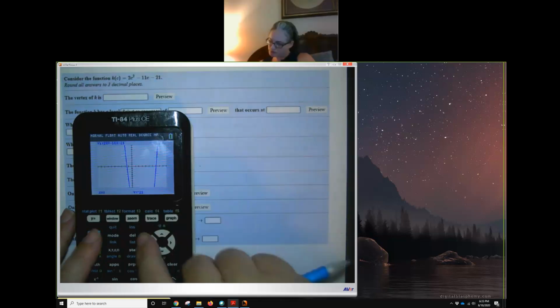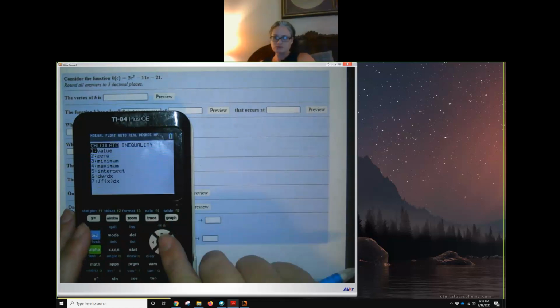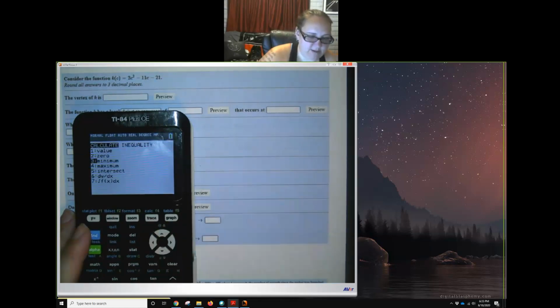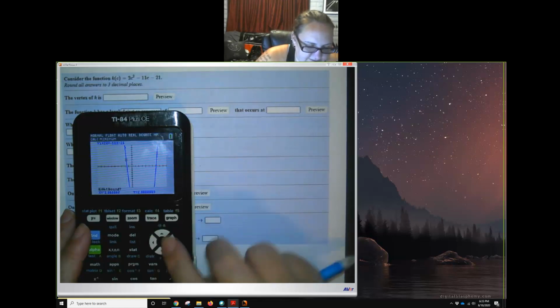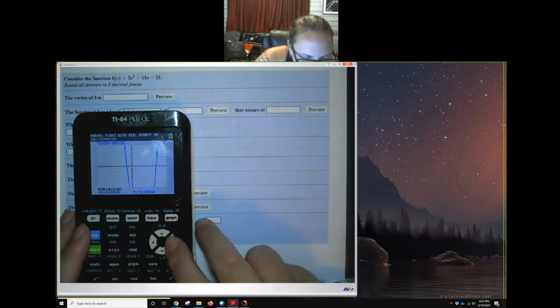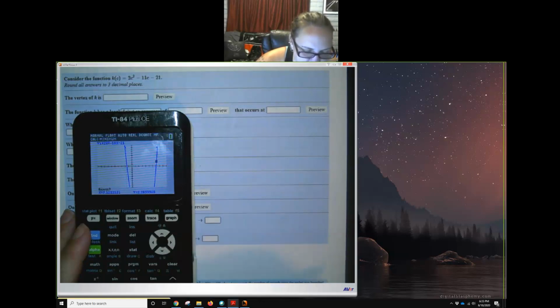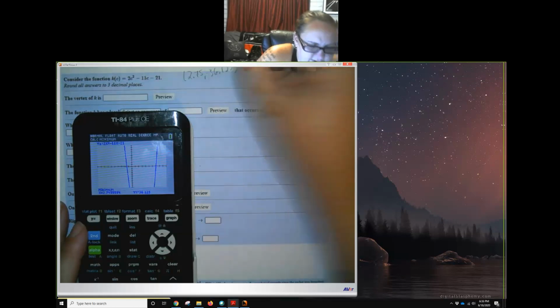So then if we go second and then trace to get to calc, and we do minimum, I want to see my cursor. There it is. On the left side first, and then on the right side second. There it is. And then enter again, and then enter. So I got 2.75, negative 36.125.